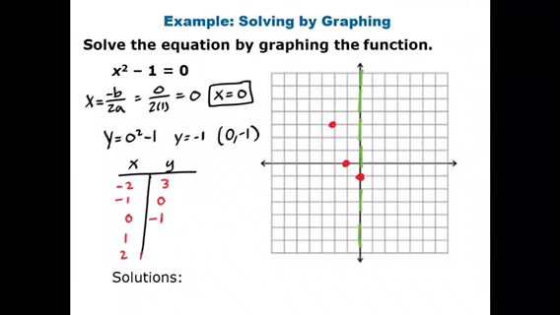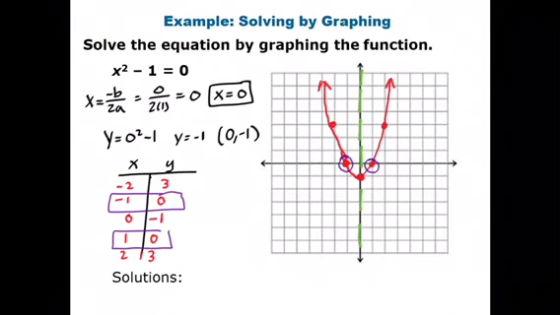And I know because of the axis of symmetry that my points for 1 and 2 will be mirror images of negative 1 and negative 2. So I've also got points here at 1, 0 and 2, 3. And so this is my parabola. And I happen to choose some good points here because I can actually see where my graph crosses the x-axis. It's right here and right here, and I know those values because they're in my table. And so my solutions are x equals negative 1 and x equals 1.